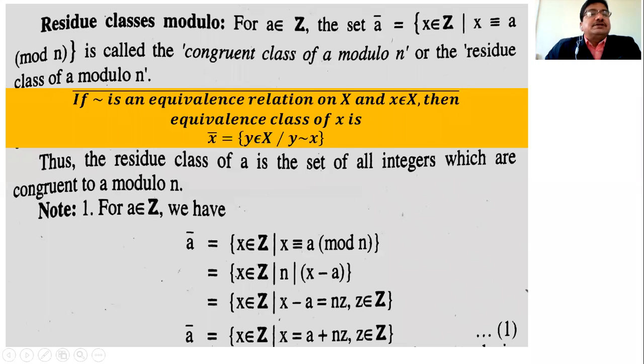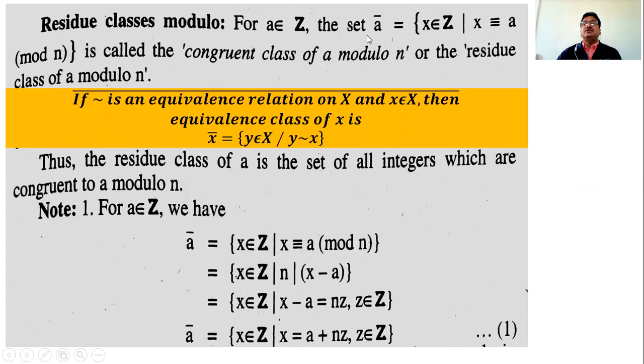Today the topic for discussion is residue class modulo n. For a belonging to Z, the set a bar, such that x belongs to Z such that x is congruent to a modulo n, is called the congruence class of a modulo n, or the residue class of a modulo n.